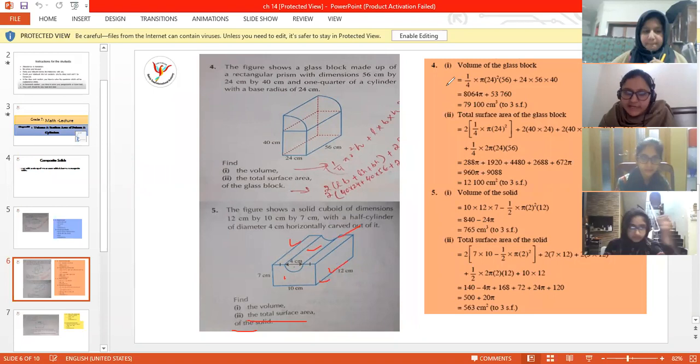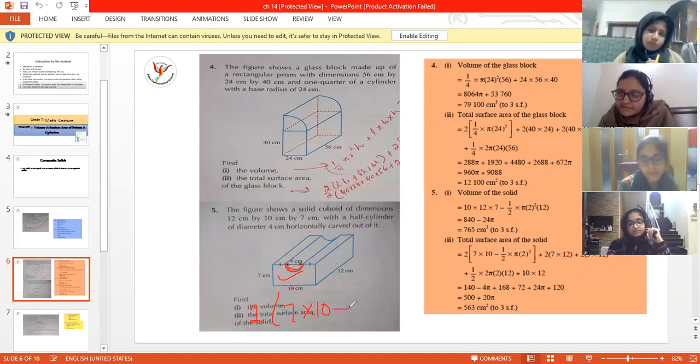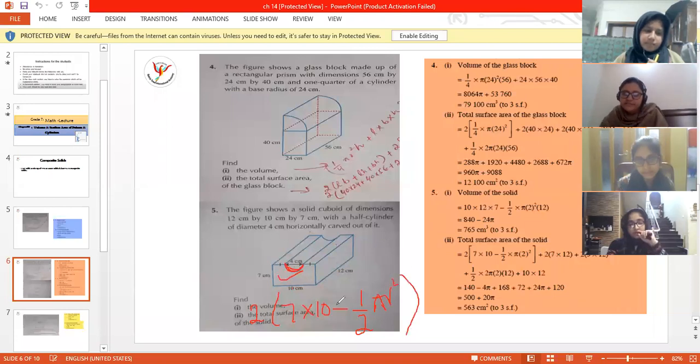If I am taking this side, right? You can see 7 multiply 10 and 7 multiply 10, the side is the same. 2 into 7 multiply 10. Clear? Now, what we have to do: in this side, there is a half cylindrical shape, so minus the half cylinder's pi r square. Is this clear? The bracket is closed. This is the first side, and the same is the back side.